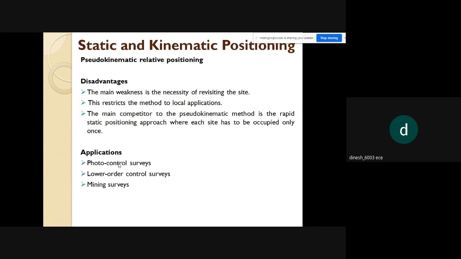So the disadvantages are the restriction of the method to local applications, rapid positioning of the system changes, and weakness in the necessity of revisiting the site. So these are the disadvantages. Whereas applications, we can go for photo control surveys, lower order control surveys, and mining surveys in mines.